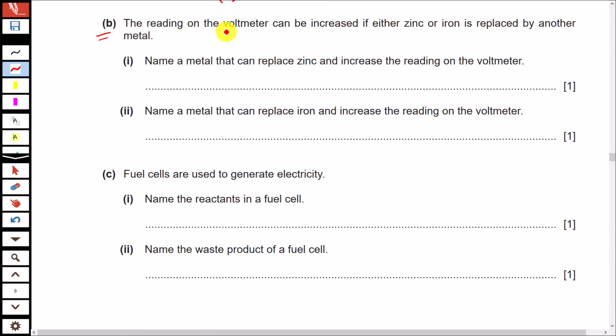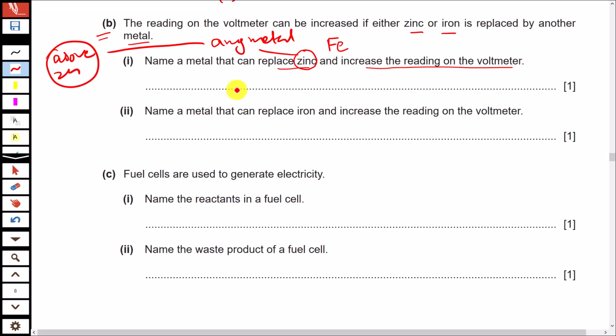B part, the reading on voltmeter can be increased if either zinc or iron is replaced by another metal. Name a metal that can replace zinc and increase reading on the voltmeter. So greater is the difference in the reactivity of the two metals, greater will be the reading on the voltmeter. So if one of the metals is iron, and now if you replace zinc by any metal that is above zinc in the reactivity series, it will cause increase in the reading on voltmeter. So let's say you may use magnesium in place of zinc.